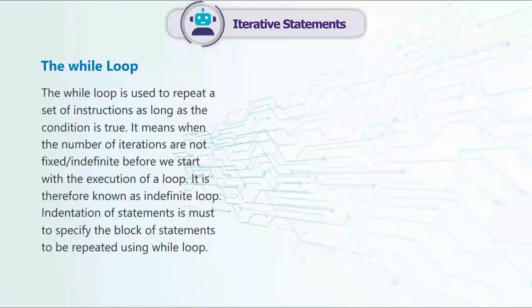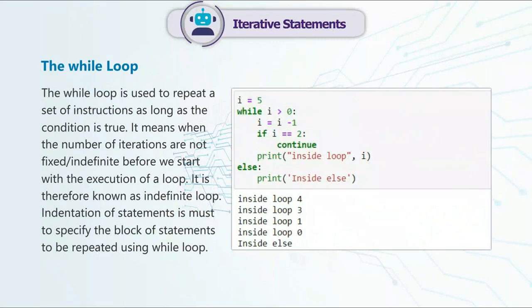The while loop. The while loop is used to repeat a set of instructions as long as the condition is true. It means when the number of iterations is not fixed before we start with the execution of a loop. It is therefore known as an indefinite loop.